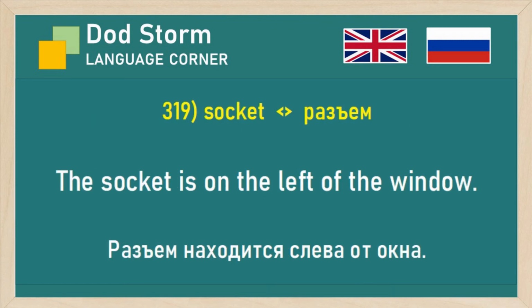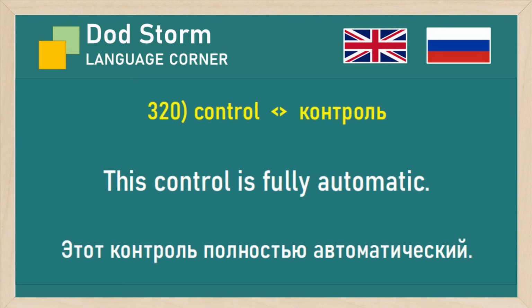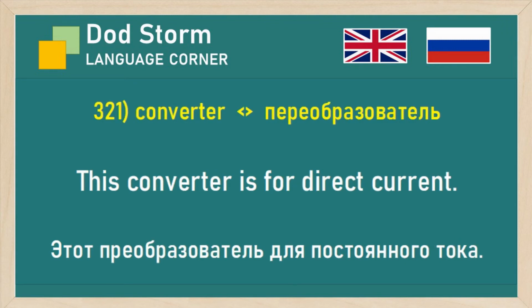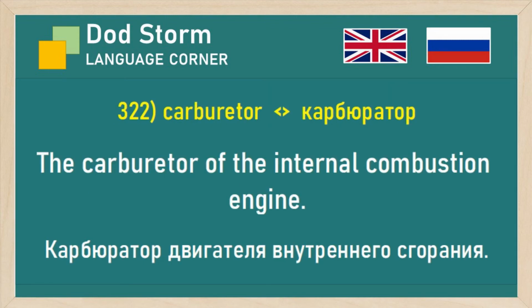The socket is on the left of the window. This control is fully automatic. This converter is for direct current. The carburetor of the internal combustion engine.